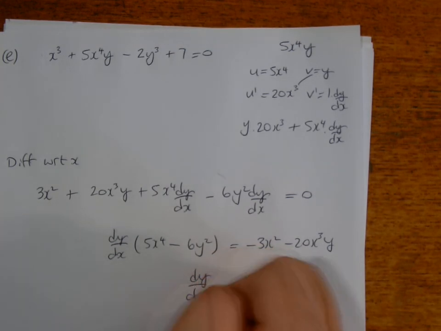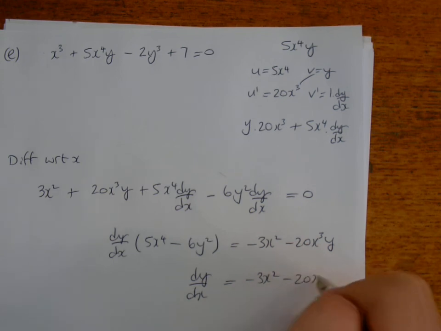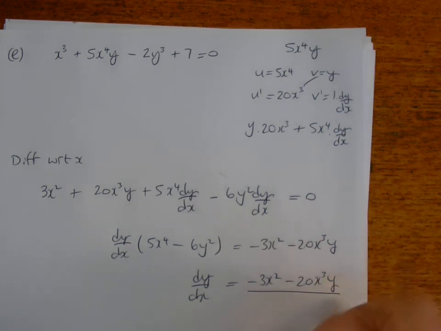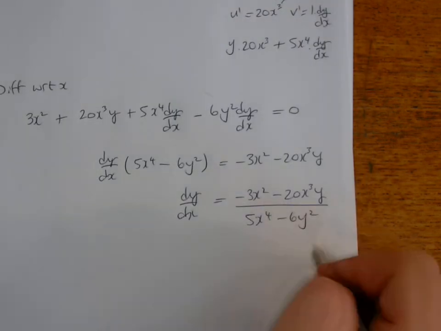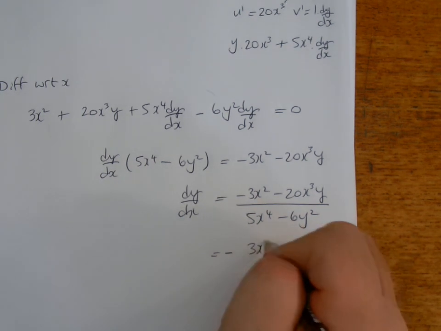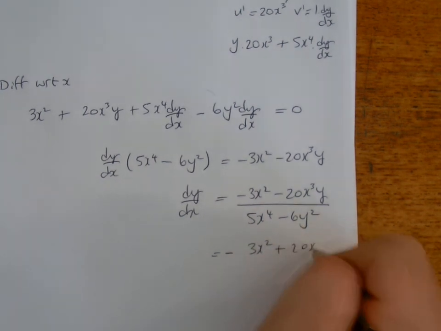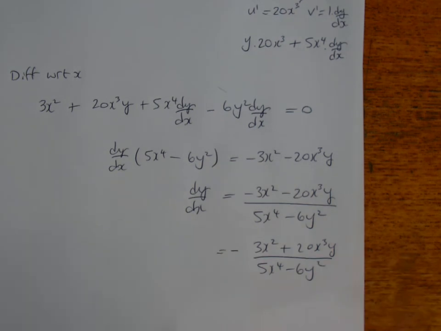So dy dx is equal to minus 3x squared minus 20x cubed y all over 5x to the power 4 minus 6y squared. Okay, and you might want to then, because there's a common factor of a minus at the top, take the minus outside of the fraction. Okay, you don't have to, but it's good for you to see this. And then we've got our final answer for dy dx there.